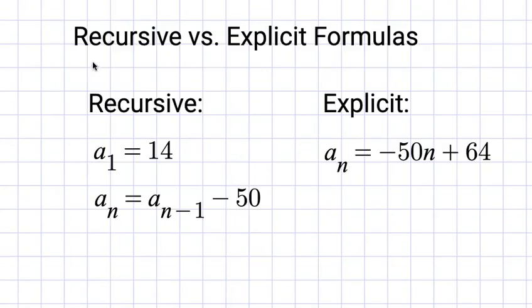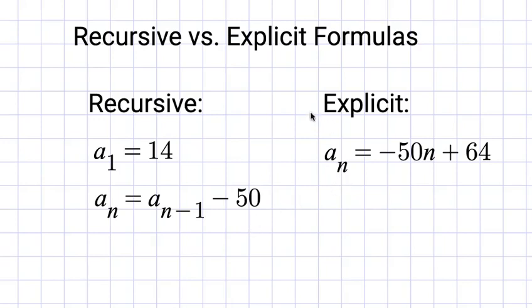Let's take a moment to compare recursive and explicit formulas. They tell us two different things. Recursive formulas, once again, have two parts. They tell us the first term, what the sequence starts with, and then they tell us the pattern we're repeating. So in this case, we keep subtracting 50 to create the sequence.